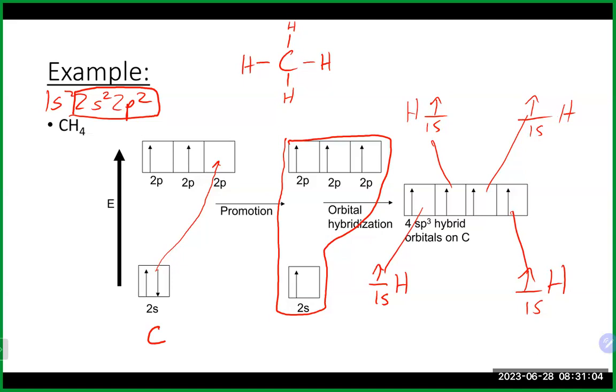Hydrogen will not go through hybridization because it only has 1 electron. So we get to the bonding that will occur here. Any questions on that there?